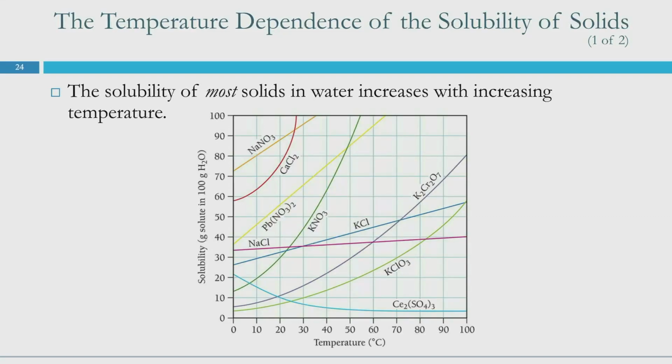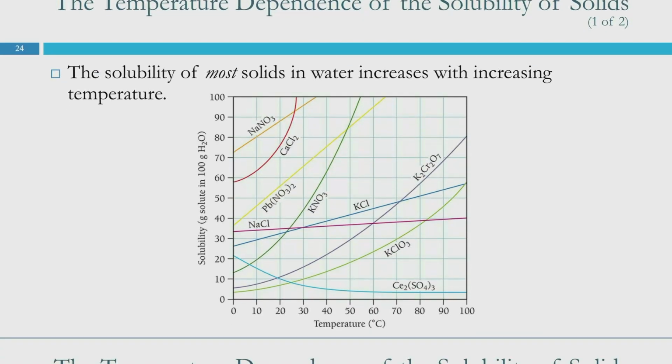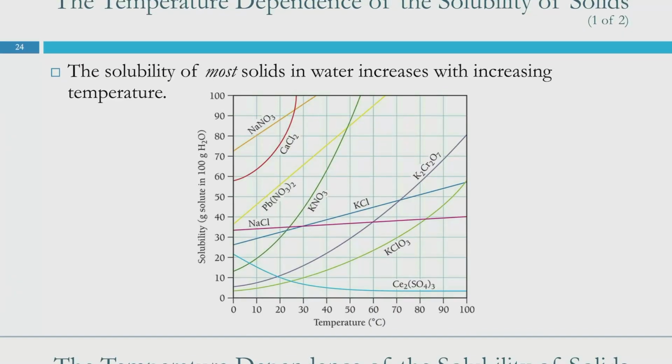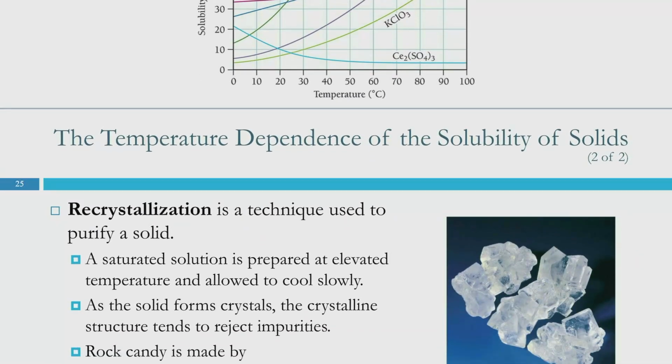So as we increase temperature, for most of these, solubility also increases. Sometimes it's linear, like with salt. Other times it's some other thing. And in the case of Ce2(SO4)3, it's not increasing. It's actually decreasing with temperature. But for the most part, solubility increases with increasing temperature. You can dissolve more sugar, you can dissolve more salt, you can dissolve more of most things, if they're solids, as you increase the temperature.